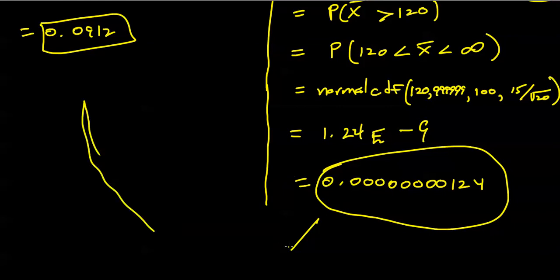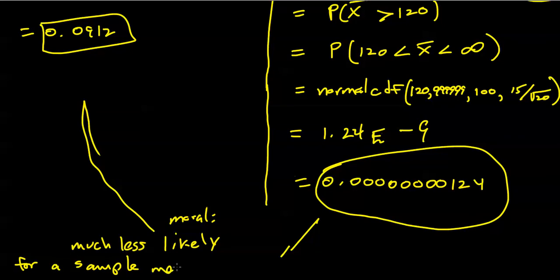let me say that the moral of the story is it's much less likely for a sample mean value to be extreme, either extreme high or extreme low. So part B is certainly much less than the answer to part A. Okay?